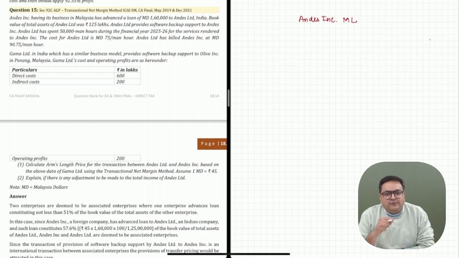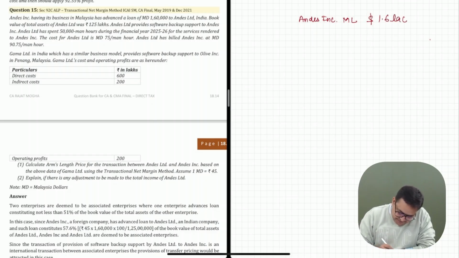Now we understand one thing, that when we become an associated transaction, whenever we give a loan and it is 51% or more of the book value of our assets. I'm writing it in dollars only, although it is Malaysian dollars. How much loan have they given? 1.6 lakh. So they might be giving the book value of the assets in India also. So this is Andes India. How much is the book value?